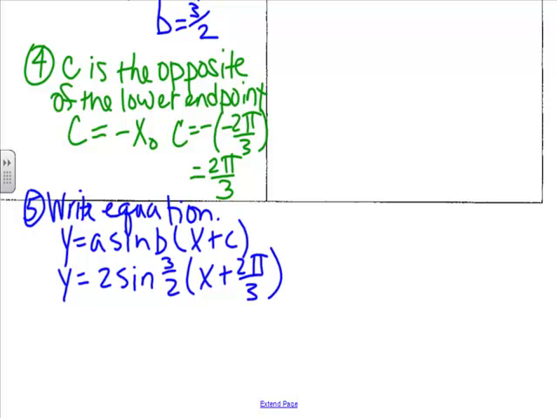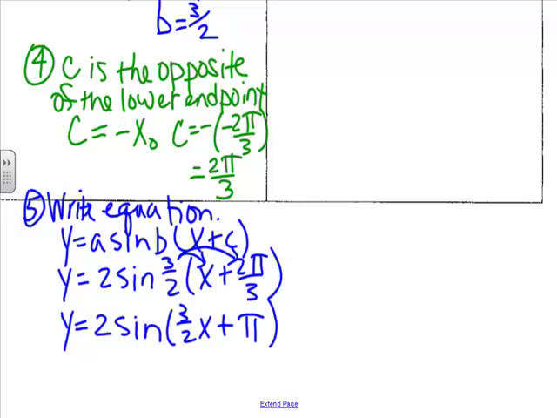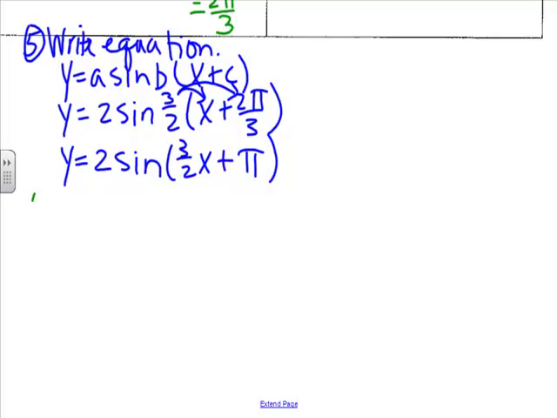Now I'm going to go ahead and distribute the 3/2. I don't necessarily have to, but sometimes it's nice to just clean it up. So y equals 2 sine, I'm going to take 3/2 times x, so that would be 3/2 x, plus, when I take 3/2 times 2/3, that's just 1, and so that turns out to be pi. And then the last thing I would always suggest you do is check it on your calc.